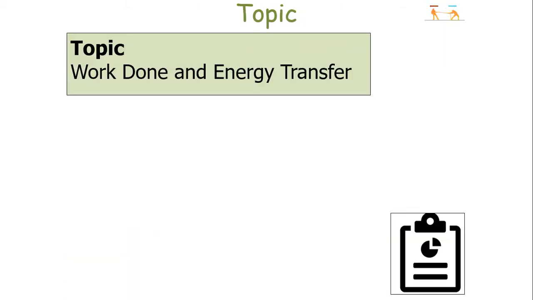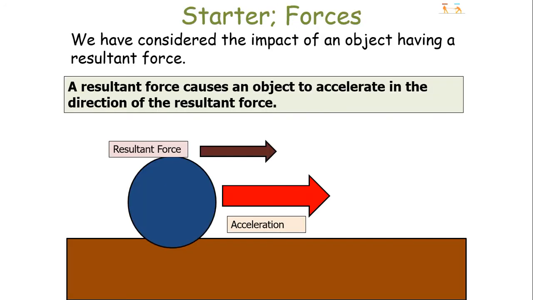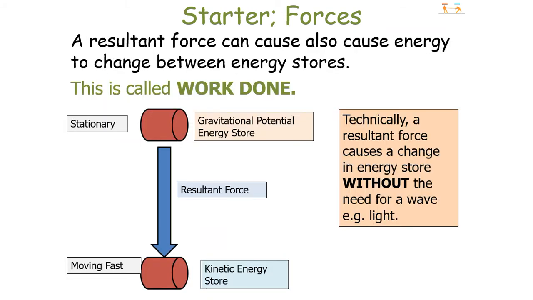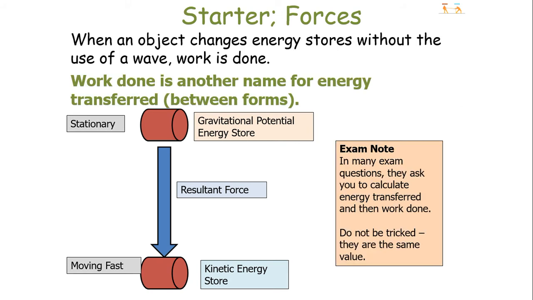The next topic we're going to look at is work done and energy transfer. Now, a resultant force can cause an object to accelerate in the direction of the resultant force, but a resultant force can also cause energy to change between stores, which we call work done. Technically, a resultant force causes a change in energy store without the need for a wave such as light or sound. Now, work done is just another name for energy transfer between stores.